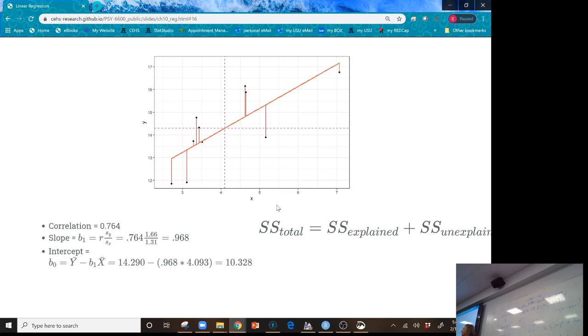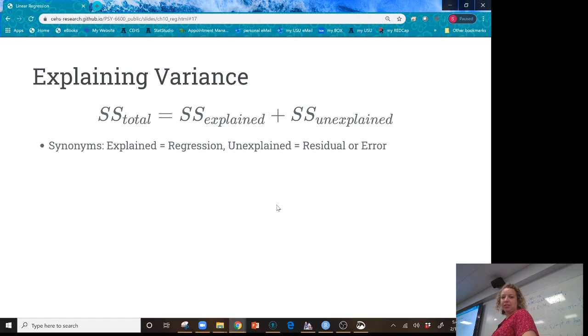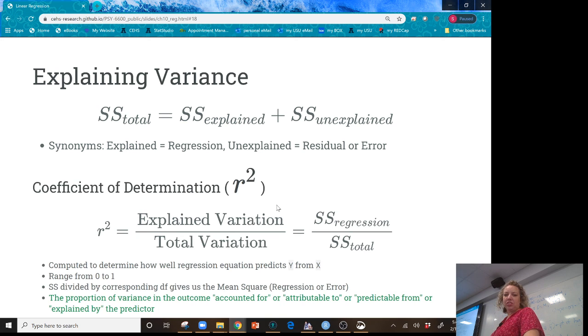We're going to do the same thing when we do ANOVA, which is like every day of this class after the next lecture. So all we need to know there is that the sum of squares total gets split into the sum of squares that's explained and the sum of squares that's unexplained. Explained is the regression line, and unexplained is residual error.